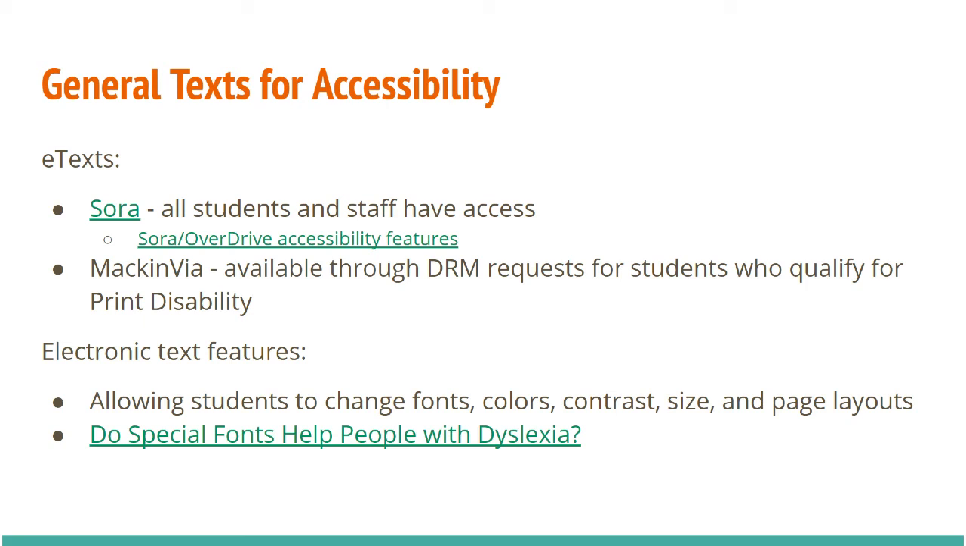The second accessibility tool is called Mac and Via, and Mac and Via is actually available for students who qualify for a print disability, and you can request use of that through a digital rights manager, but it basically works the same as Sora. It just might provide a few more accessibility tools. For example, if a student needs an audio version, we can get that for them through Mac and Via if they qualify for that disability.